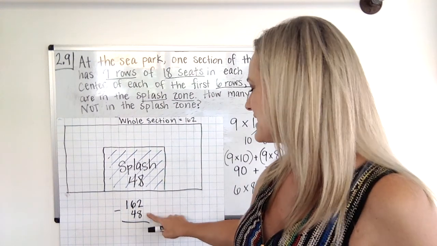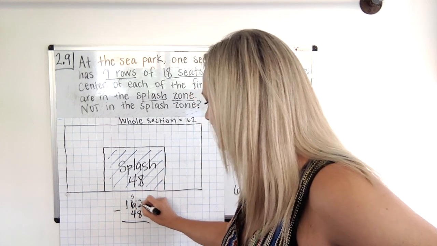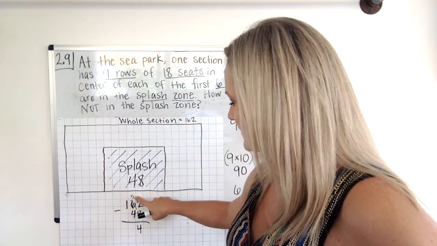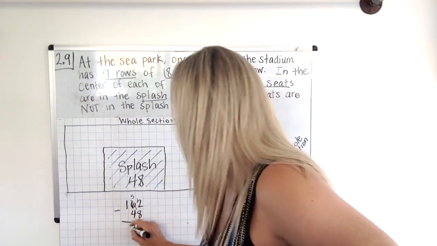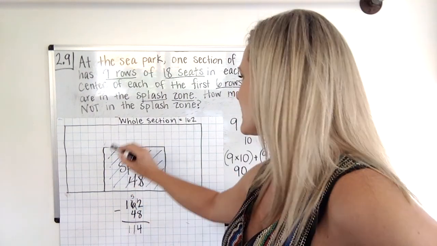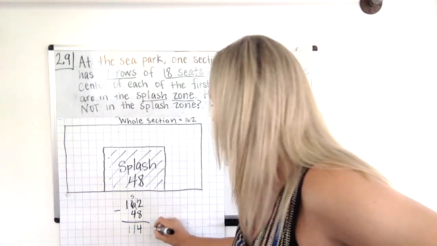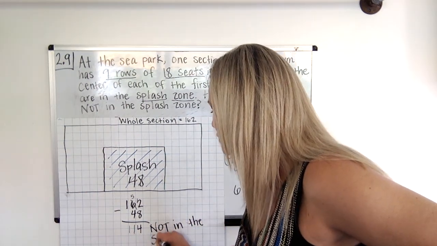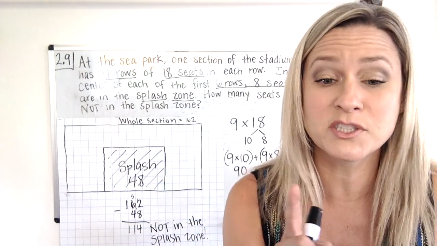Okay, so 2 minus 8, I'm going to borrow from the 6 here, turn that into a 5. Now I have 12 ones minus 8 ones, that's 4. 5 tens minus 4 tens is 1 ten. And 1 minus nothing is 1. So I have 114 seats. So our answer is 114 seats are not in the splash zone. Okay, there were multiple steps that we had to take.